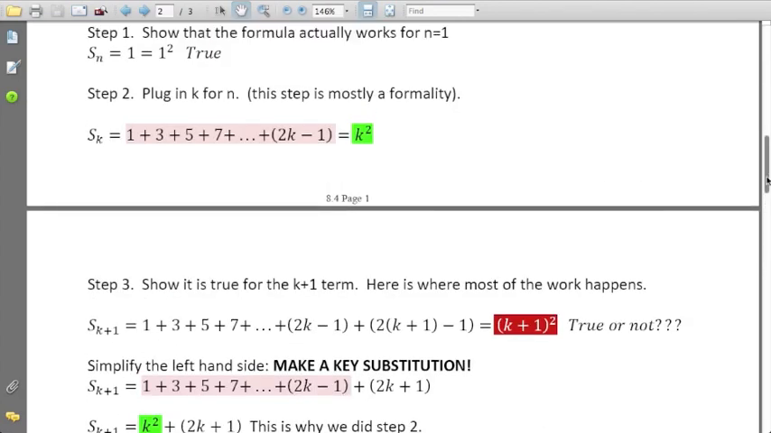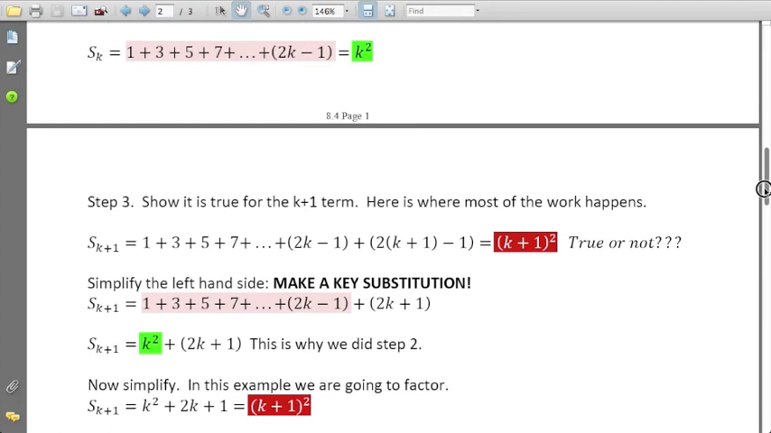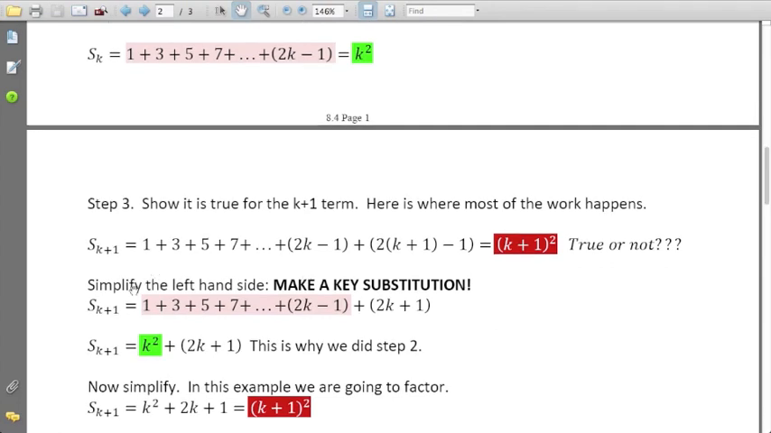So, let me scroll down just a bit. So what we have here, we're going to simplify the left-hand side just a little bit by making a key substitution. Now, in the light pink color, I've highlighted the same material, the same items, right? It's 1 plus 3 plus 5 plus 7 plus 2k minus 1. These are the same things. Up here, we assumed that this whole object is equal to k squared. Well, here that object is again, with a 2k plus 1.